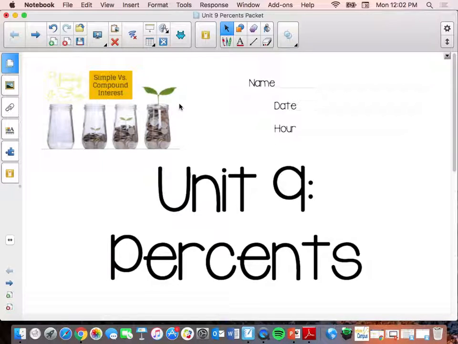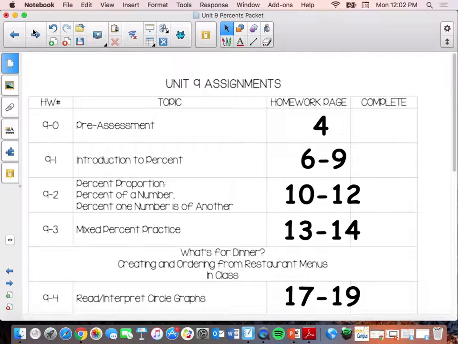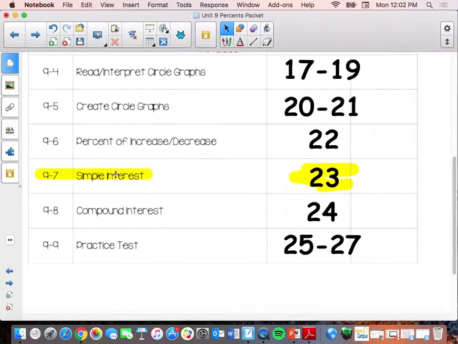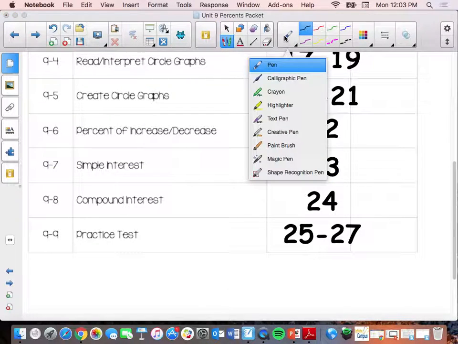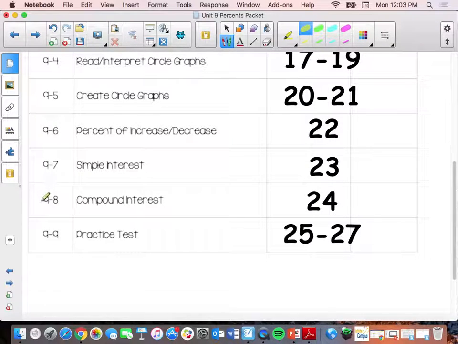All right, so our last and final lesson in percent is Unit 9, Compound Interest, 9.8. If you take a look at the homework sheet, we've got 9.8 as listed for page 24. It's just a one-page lesson. You are going to get a quick try at seeing what interest is like in real life.